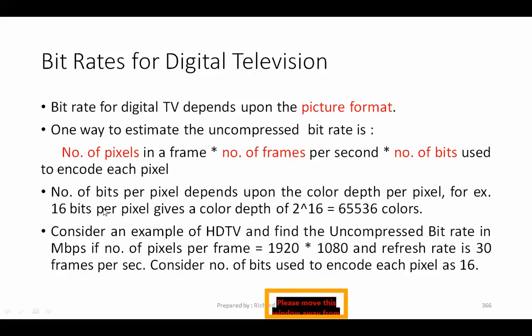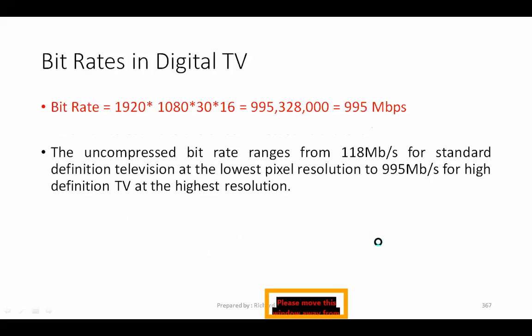Number of bits per pixel depends on the color depth per pixel. Now we know that we use this RGB concept: red, green, and blue. These three are our primary colors. Using these three colors, we can play around with creating any sort of color. Ultimately, it's a kind of permutation and combination that happens only with these three colors.